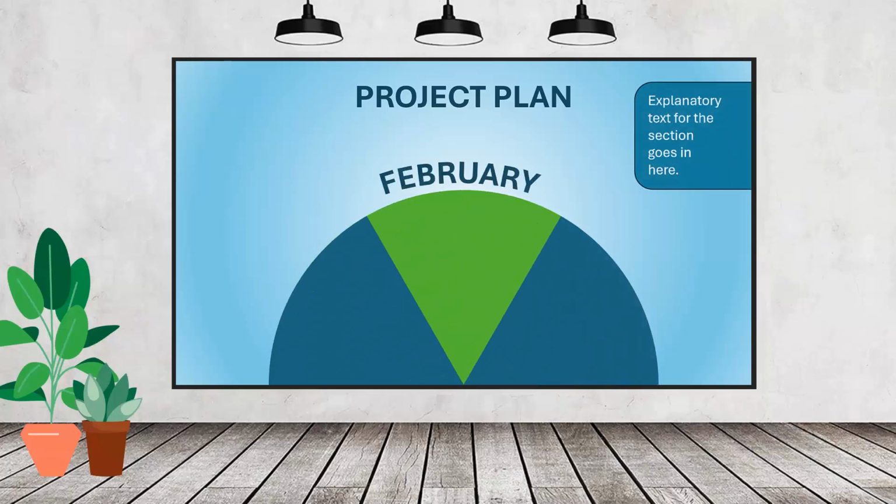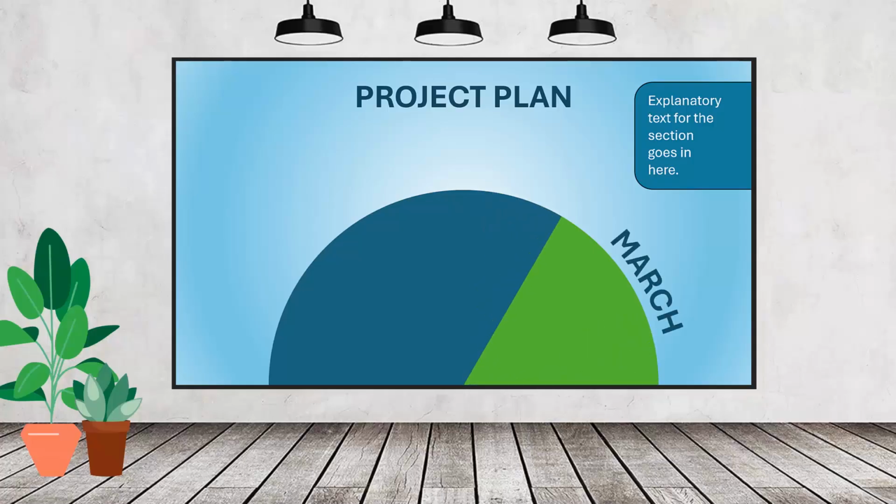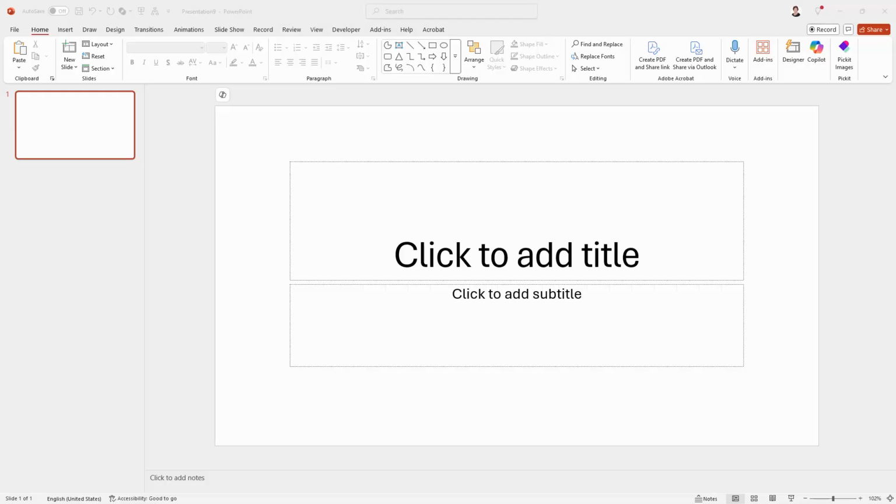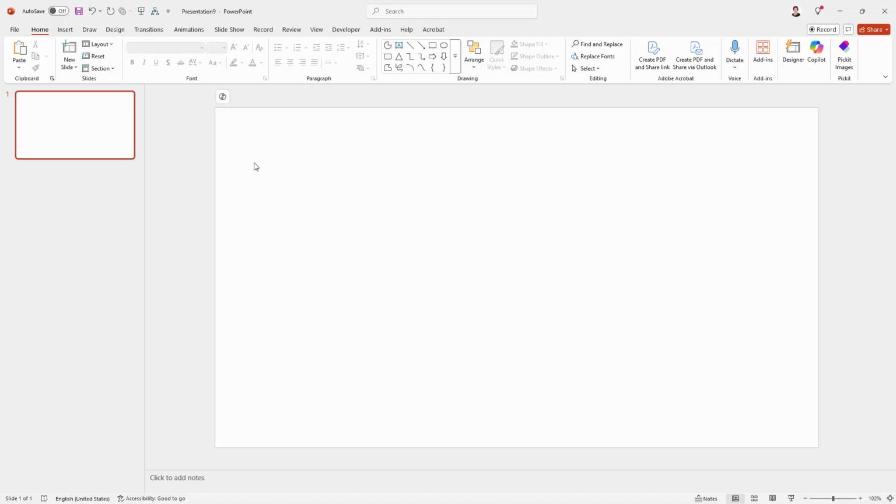Today we're looking at creating this sort of rotating presentation effect in PowerPoint. So we're going to start with a new presentation. I am on the Home tab of the ribbon. I'm going to Layout and I'm going to select the blank layout to start off with.